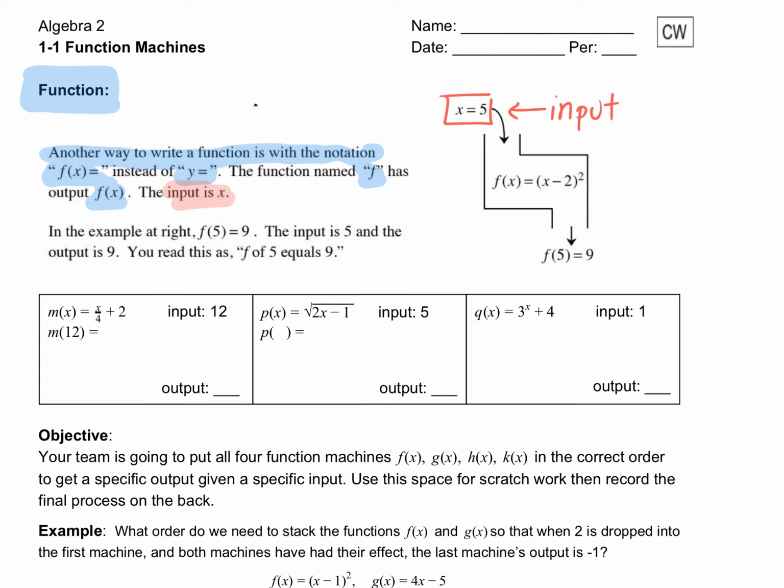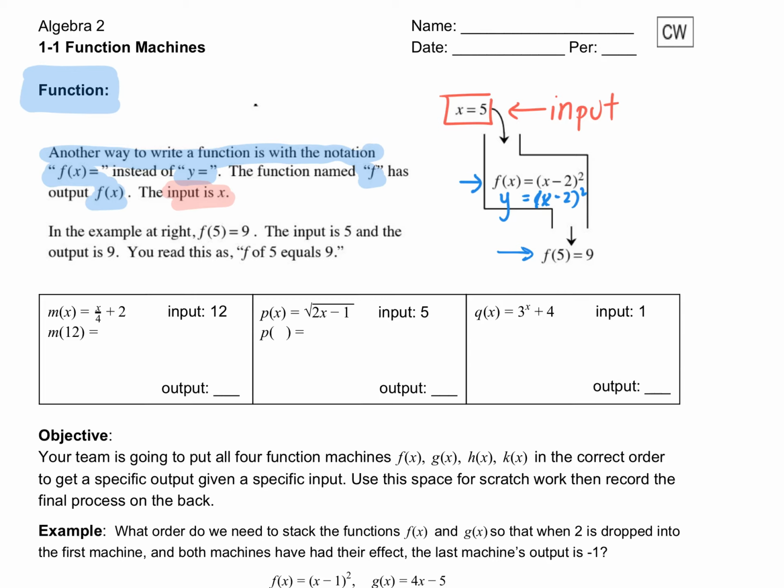Our function is f of x equals x minus 2 squared. F of x is really the same thing as saying y. So when we see f of x, keep in mind it means the same thing as y, and we read that as f of x, not f times x. I know the parentheses look like multiplication in this case, but it is not. We read this as f of x. Just like here, we would read this as f of 5.